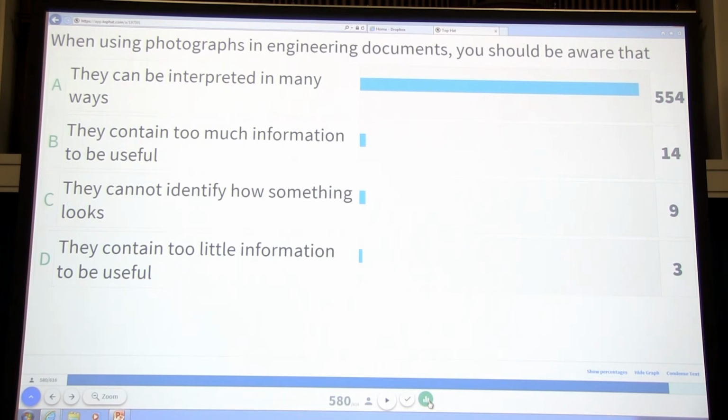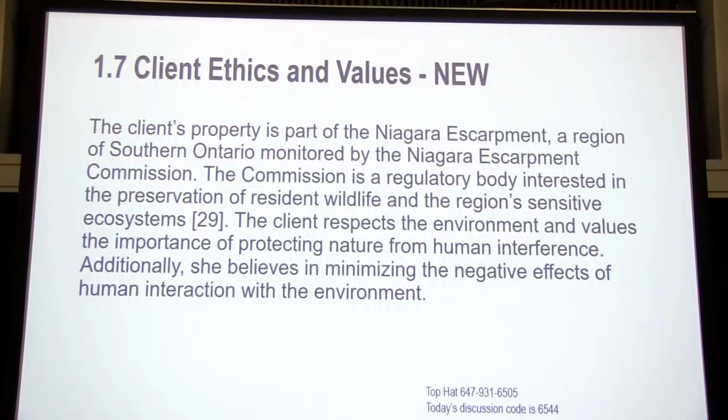So the client ethics and values is a new section, and the person leaving is obviously not writing that section or the Gantt chart, so that'll be okay. And here's an example of a client ethics and value section. So you can take a minute to read it.